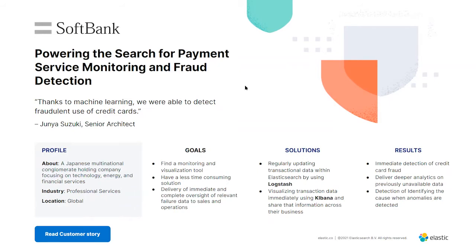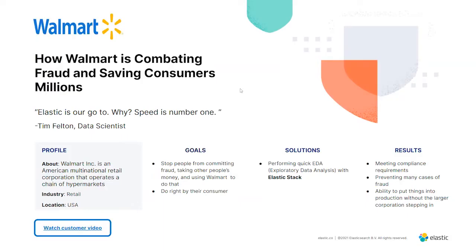Another bank is SoftBank. They are using machine learning capabilities of Elastic to detect fraudulent use of credit cards. Now, with the Kibana capabilities, they can also go deeper into the data and explore and get some analytics about the information they have. By detecting some anomalies, they can start building a story around all the fraud detection mechanisms they provide. And a third customer of ours is Walmart.